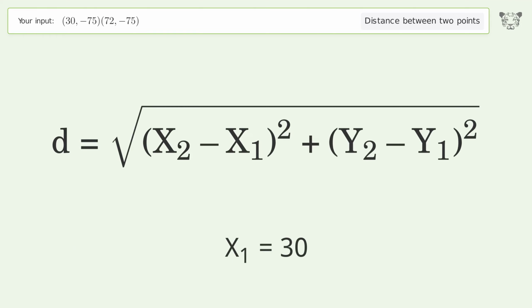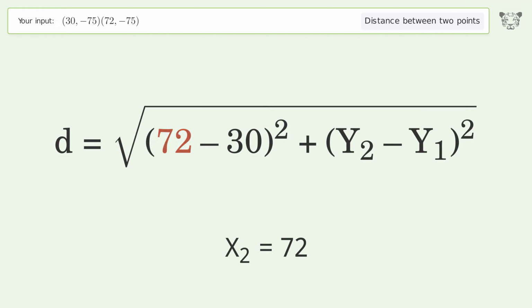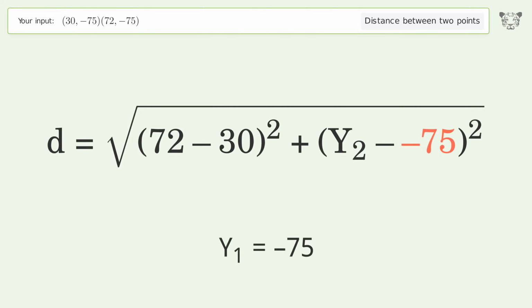x1 equals 30. x2 equals 72. y1 equals negative 75. y2 equals negative 75.